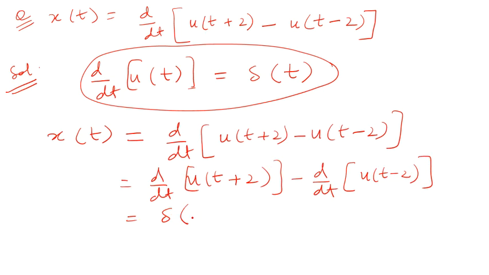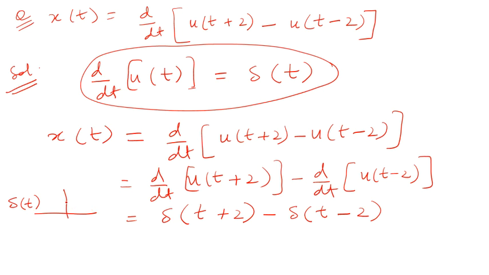So this is nothing but δ(t+2) − δ(t−2). This is your signal. Now you have to draw the waveform for it. This is nothing but a shifted impulse. Again, you know from your previous knowledge that if you have to plot δ(t), it is nothing but an impulse at the origin. This is your δ(t) signal.